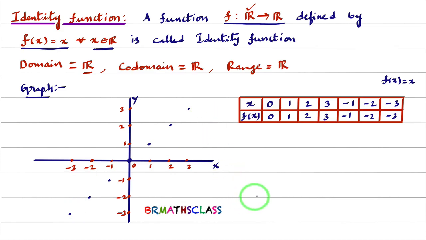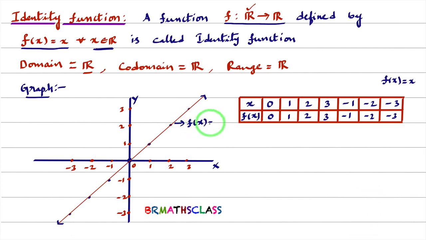We will see what happens. You just observe. I am joining all these points. What happens if I join all these points? I am getting a straight line which is passing through origin. So this is the graph of identity function.